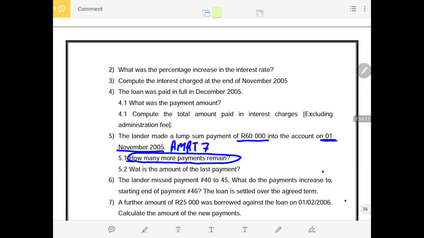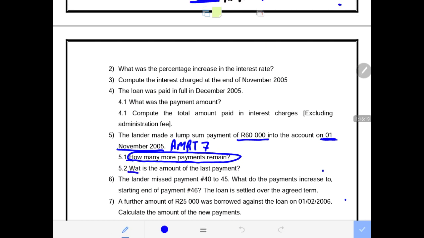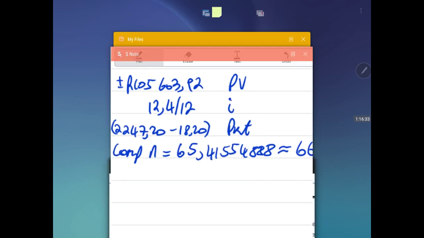We are done with the computing of the interest. What was the last amount of the payment? What is the amount of the last payment? Remember, how many payments remain? 66. Now, I want to highlight something that I've said before again to you.